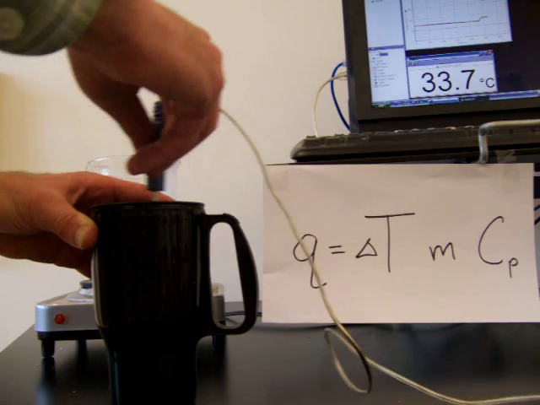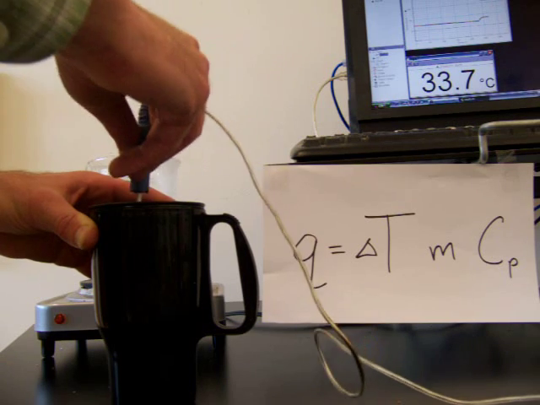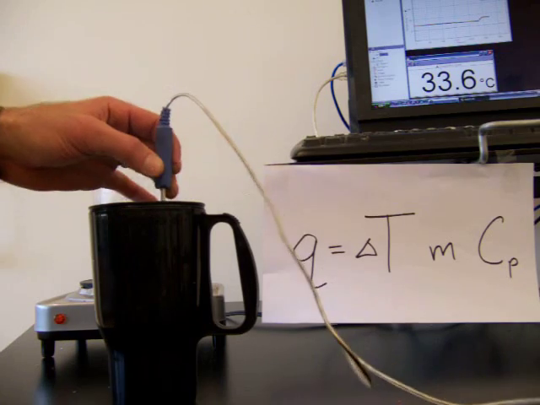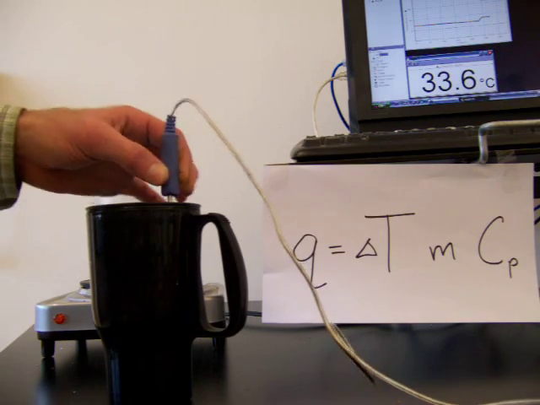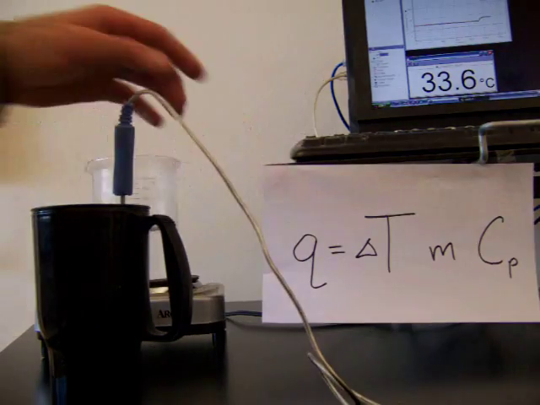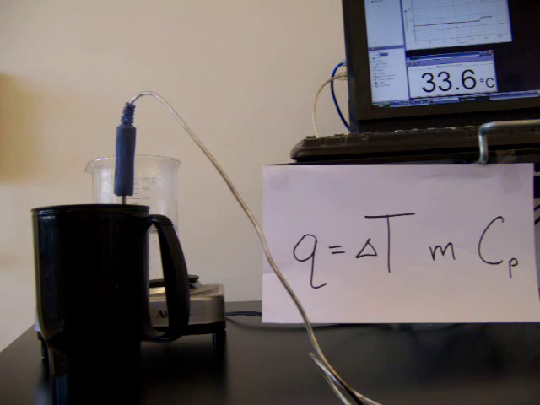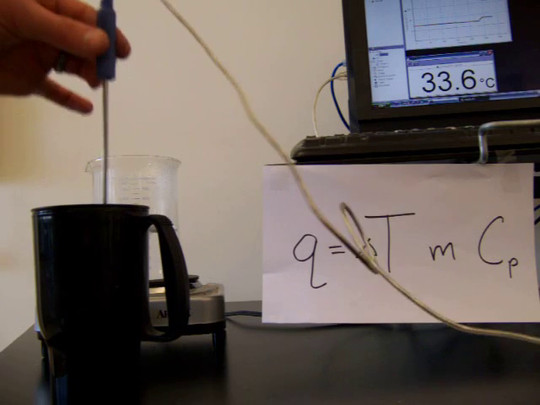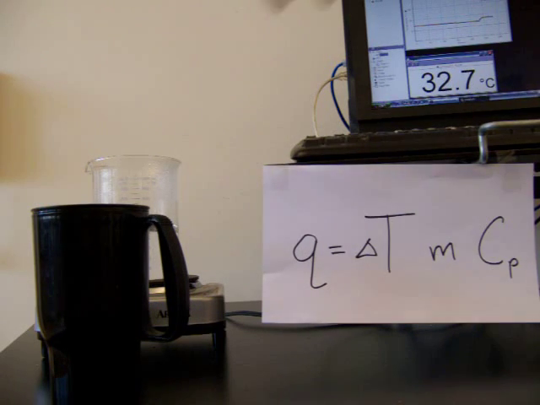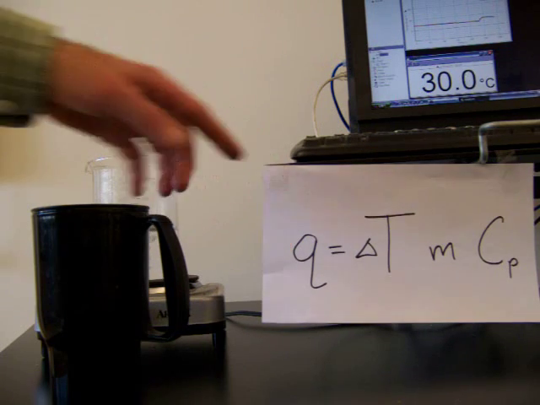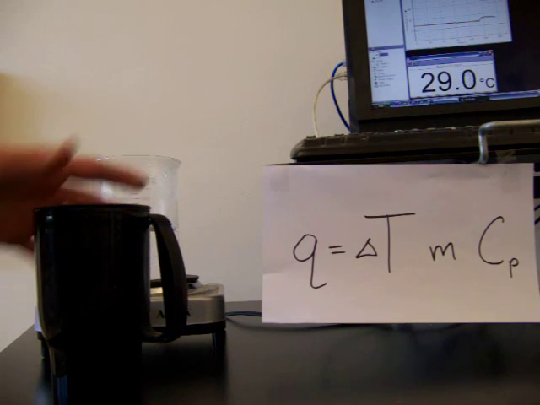So it looks like we're at about a maximum here. We got up to 33.7 degrees Celsius. 33.7 degrees Celsius was the maximum temperature of the water, and we can use that to figure out how much heat the water absorbed. When we know how much heat the water absorbed, it's going to be equal to the amount of heat released by the metal. And we'll use the same equation again. The heat released by the metal is equal to the heat released by the water, but with the opposite sign.